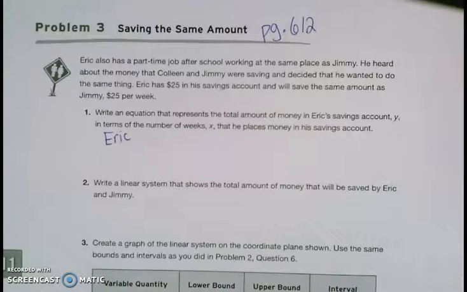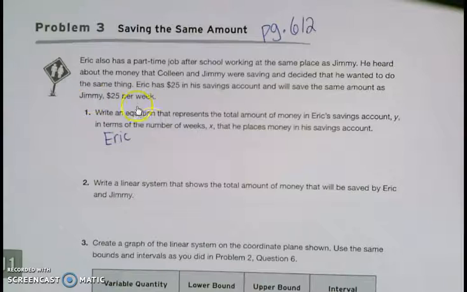Okay, so we are on page 612 in your book, saving the same amount. We're going to do problem 3 together. So the first thing that we need to do is read this little paragraph here. I'll give you a few seconds to read the top by yourself. You may not have already done problem 2.